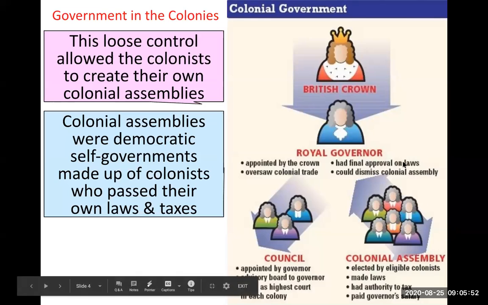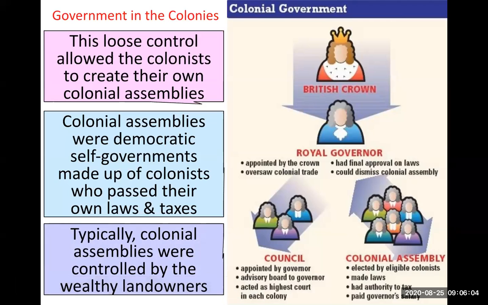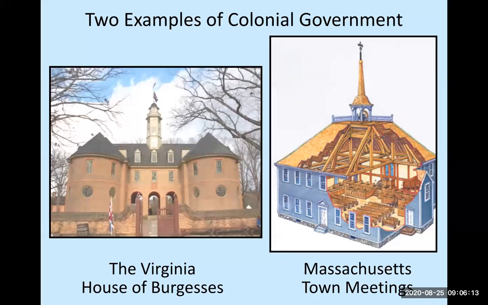We're not being represented in Parliament back here in Great Britain. But here in the colonial assemblies, you have that representation. So we're fine with these people passing laws. We're fine with these people passing taxes. And again, typically those colonial assemblies, as already mentioned, are controlled by those wealthy landowners. Some examples of that are the House of Burgesses in Virginia. And then in Massachusetts, where the focus is on religion, those town meetings, those church meetings.